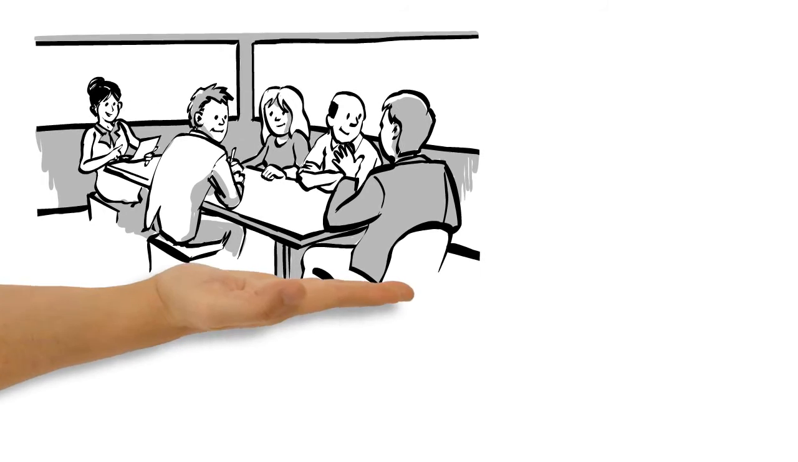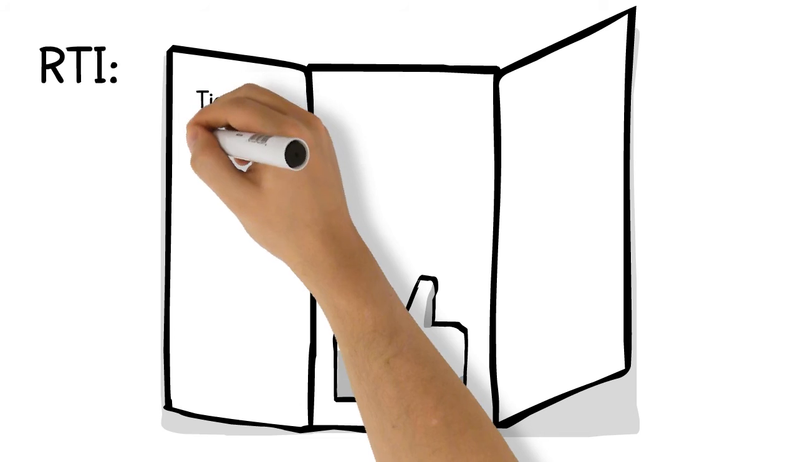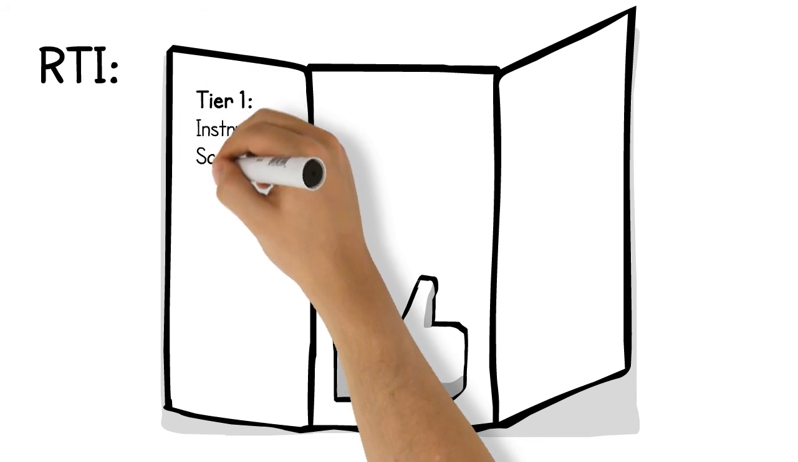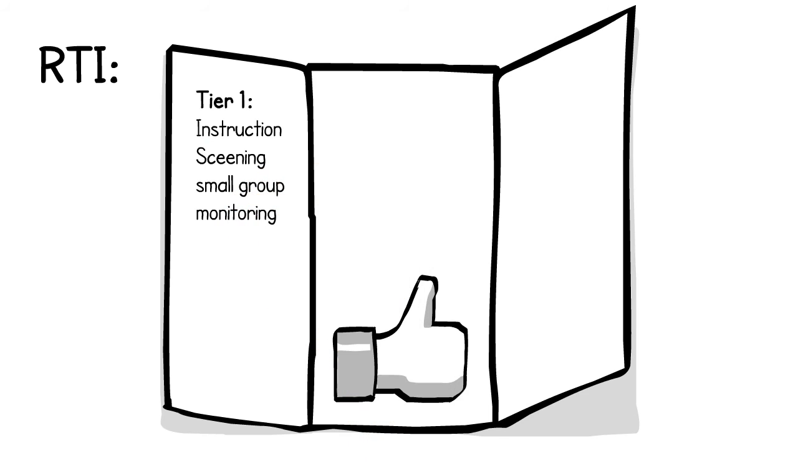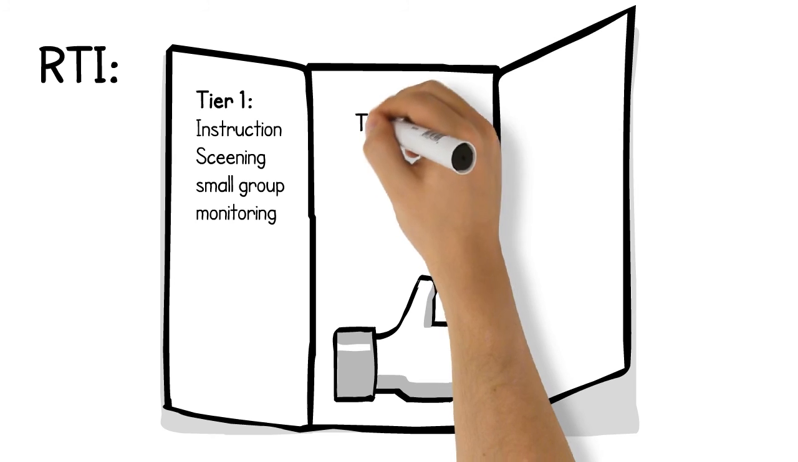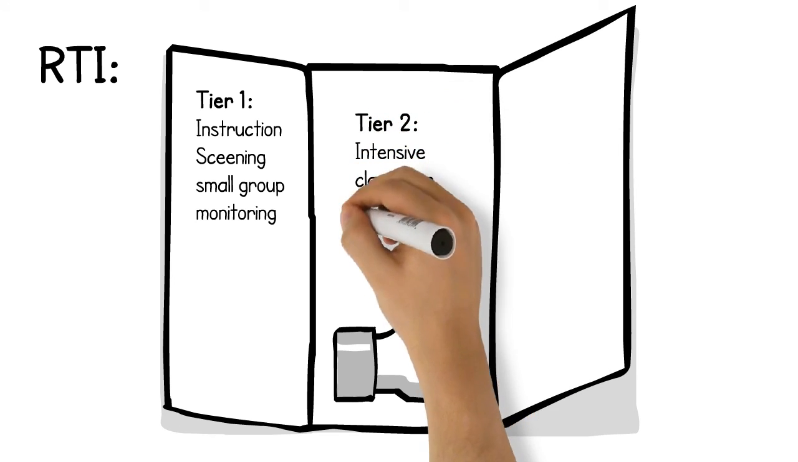Meeting in teams is a great problem-solving technique to help meet students' needs. One approach to this is the Response to Intervention Model, or RTI. In Tier 1 of RTI, all students receive high-quality instruction, are screened periodically, and are provided small groups to be closely monitored if necessary. In Tier 2, students not making adequate progress are provided with intensive classroom instruction to meet their individualized needs.